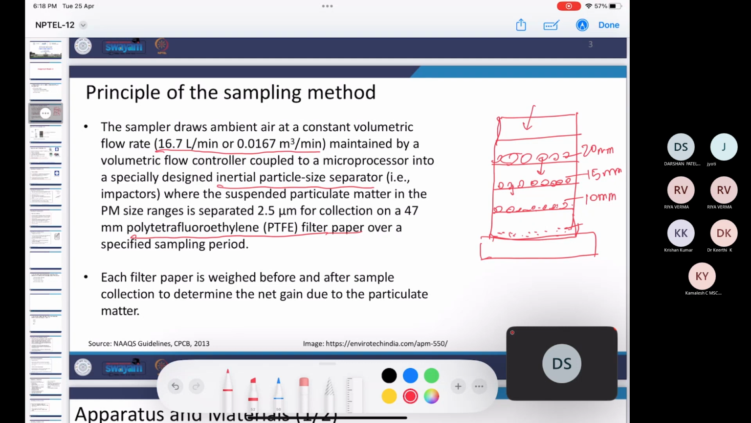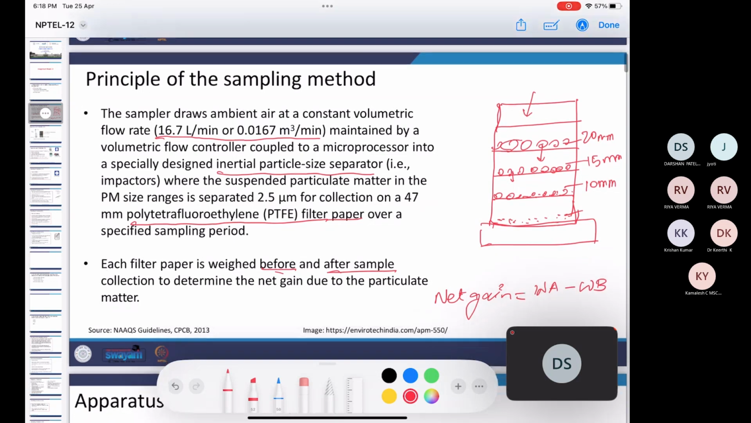And what is done after that is each filter paper is weighed before and after sample collection. In the same way, what we did here was we used to measure the empty sieves, and then the weight with the aggregates, and then by subtracting, the net gain we get, net gain will be equal to weight after minus weight before, and this will be the weight of the particles of size 2.5 microns.